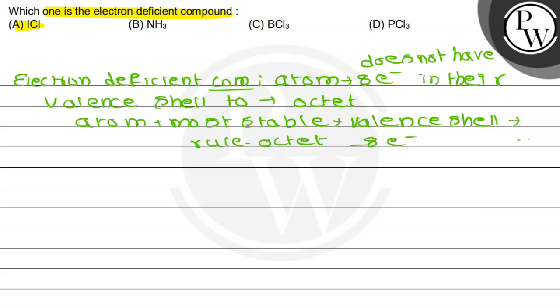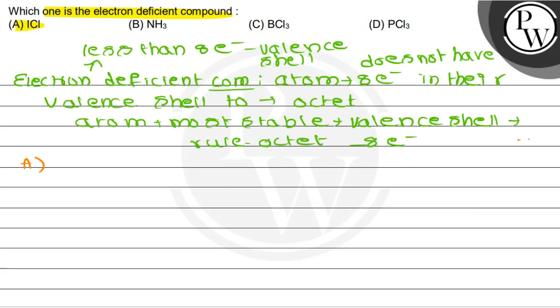What are the electron deficient compounds? They have less than 8 electrons in their valency shell. This is the simple definition of an electron deficient compound. So we have to find out which of the given compounds is the electron deficient compound.